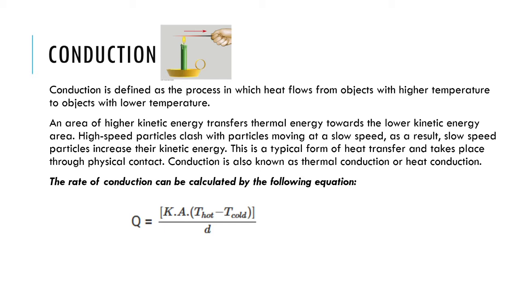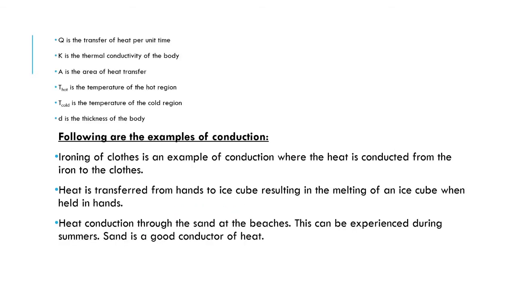Q, that is heat transfer, is equal to K A delta T by D. K is the coefficient of heat transfer, A is the area of cross section, D is the length of the body, and T hot minus T cold is basically delta T, that is the difference in temperature of two things through which heat has to travel. Here, as I said, Q is the transfer of heat per unit time, K is the thermal conductivity of the body, A is the area of heat transfer, T hot is the temperature of the hot region, and T cold is the temperature of the cold region. D is the thickness of the body.